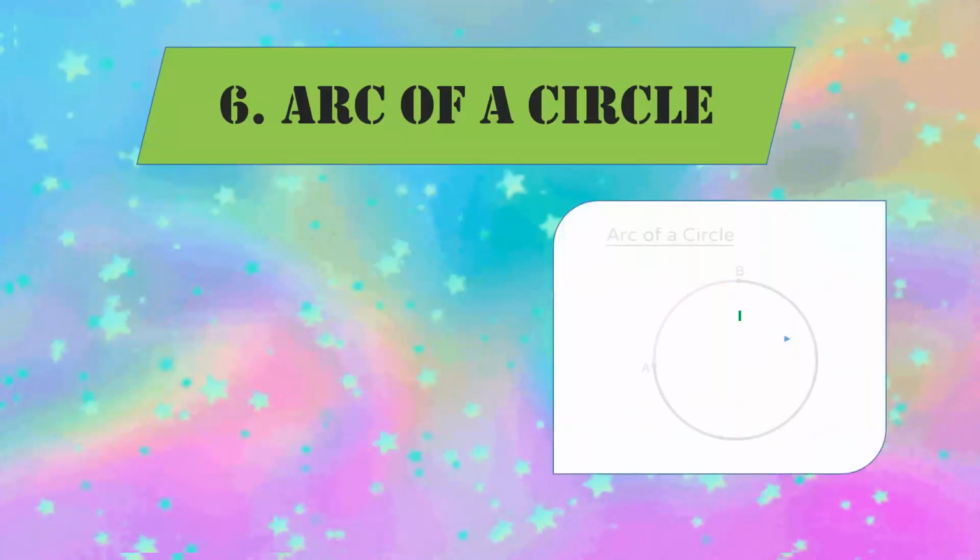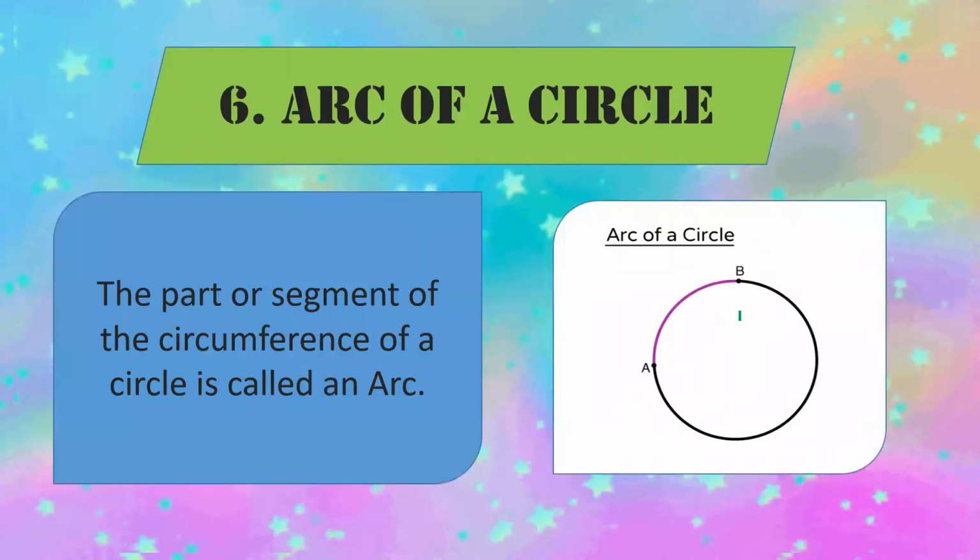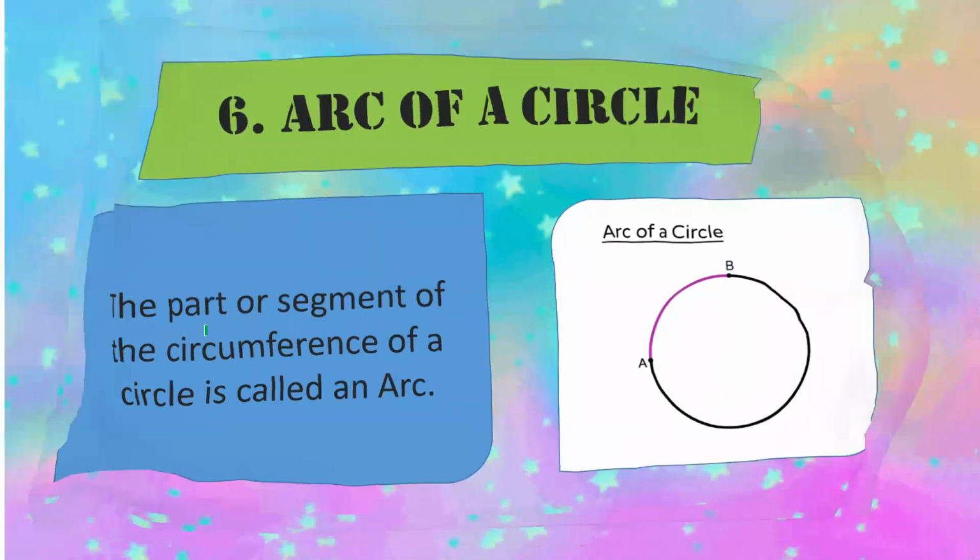Next part is arc of a circle. The part or segment of the circumference of a circle is called an arc. You can see A till B is an arc of a circle. From here till here is also an arc. This can also be an arc. So part or segment means different small parts of the circle are the arcs of the circle.